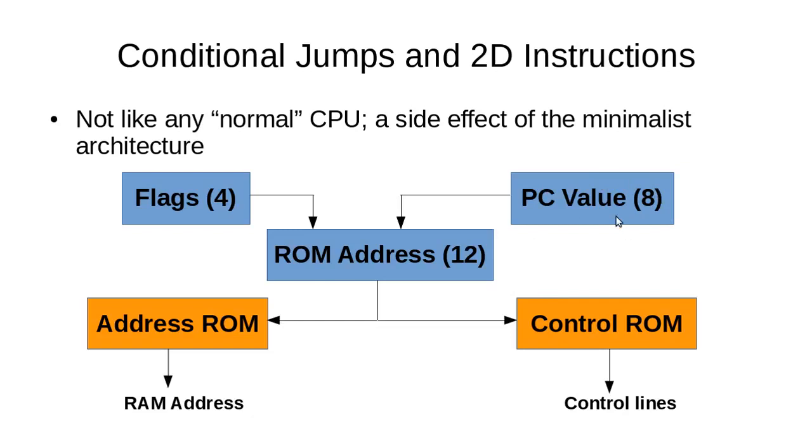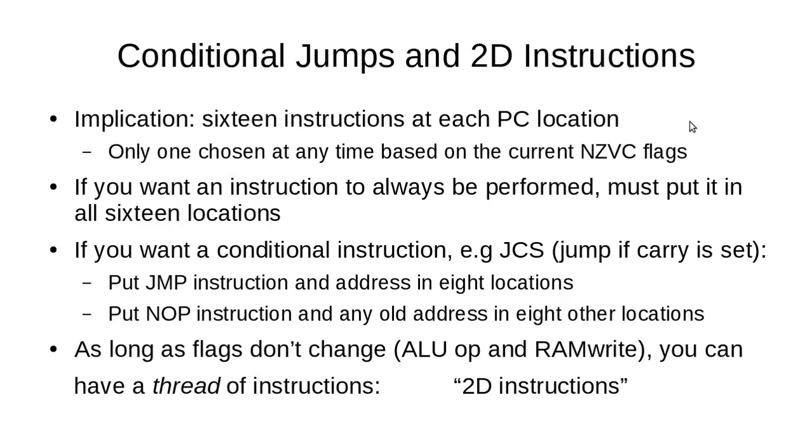So you know that I already said that we've only got 256 instruction locations. So 2 to the power 8 is 256. Well, that wasn't entirely the truth, because in fact we've actually got 4,096 locations for instructions. And that's because at each PC value there are actually 16 different instructions stored based on what the flags value is at that particular point in time. So there isn't a single instruction at a program counter location. In fact, there are 16 instructions. And basically what the control and address ROMs are going to do is choose one of those instructions based on what the program counter value is and what the current set of 4 NZVC flags are.